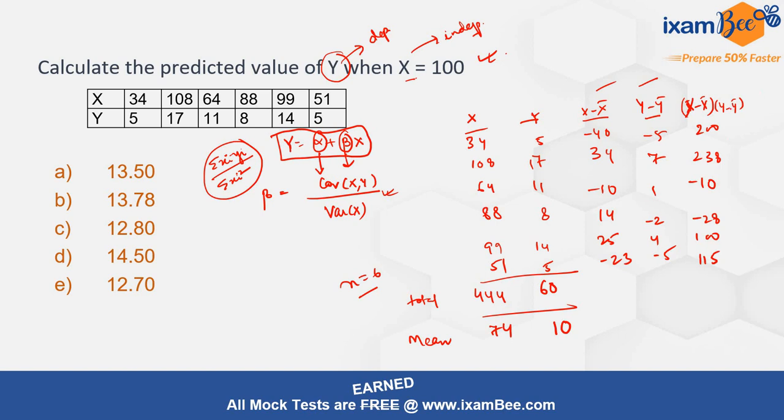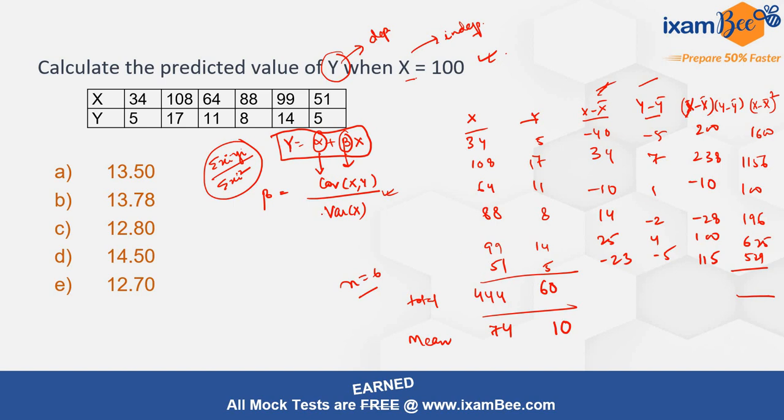Then you also need to find out x minus x bar whole square for the denominator, the variance. So you take this column and take the square. So you have 1600, 1156, then 100, 196, 625 and 529. These are the values that you will get.